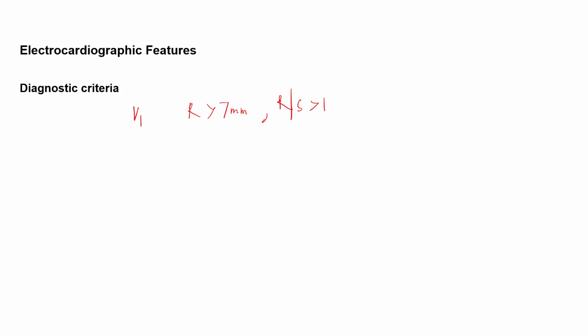Also, in V5 or V6, you will get a predominant S wave. But always remember, QRS duration has to be less than 120, a normal QRS duration. Why? Because if QRS is wide and you are getting a similar finding, this may be a right bundle branch block. So to remove that confusion in the diagnostic criteria itself, many times the textbooks write QRS duration along with the lead criteria.